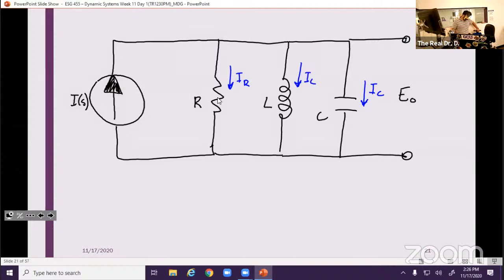What I would like for you to do is take the next 20 minutes, until 2:45, and I want you guys to solve this using the impedance method. And I want you to find E out of S over I of S. That's what you need to find.